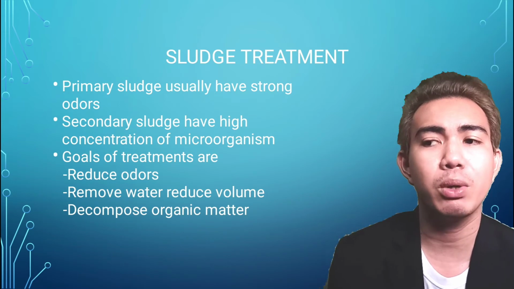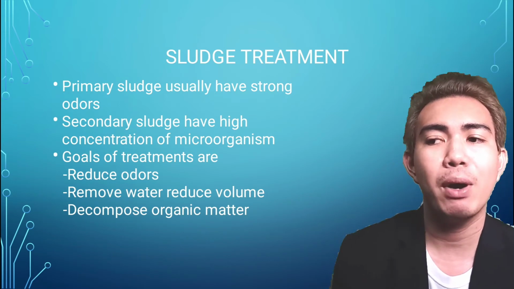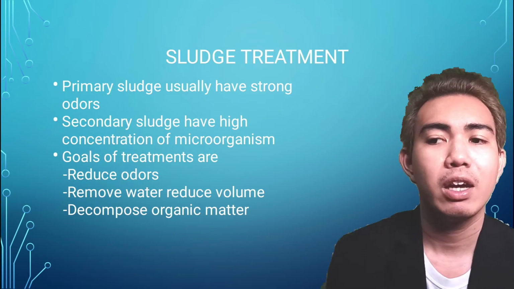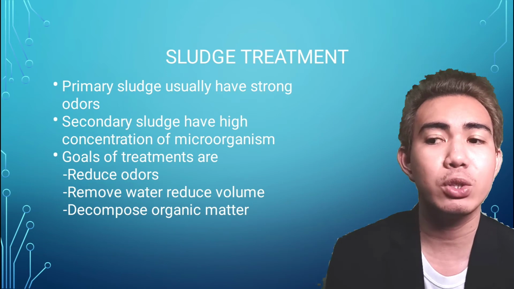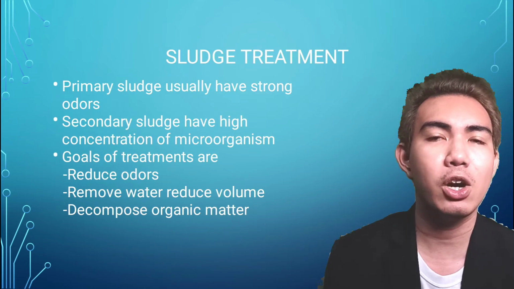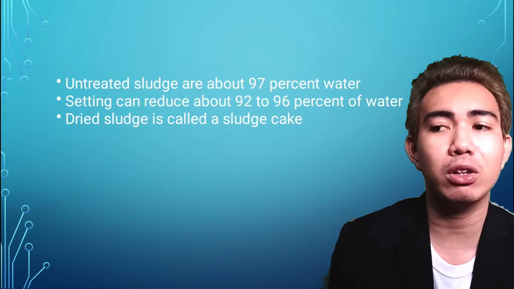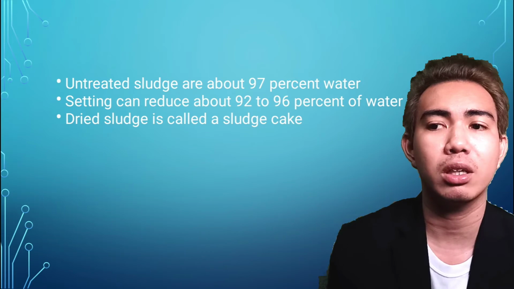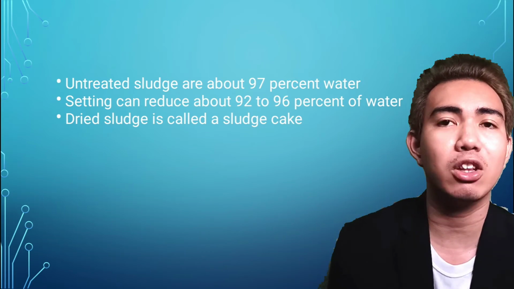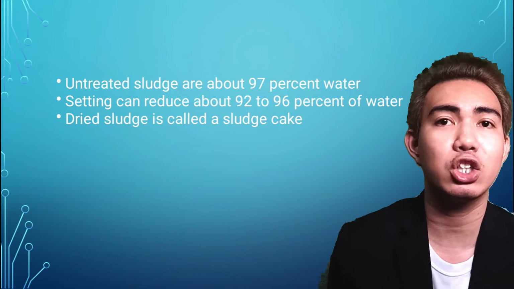Primary sludge usually has strong odors. Secondary sludge has a high concentration of microorganisms. The goals of treatment are to reduce odors, remove water, reduce volume, and decompose organic matter. Untreated sludge is about 97% water. Settling can reduce about 92 to 96% of water. Dried sludge is called a sludge cake.